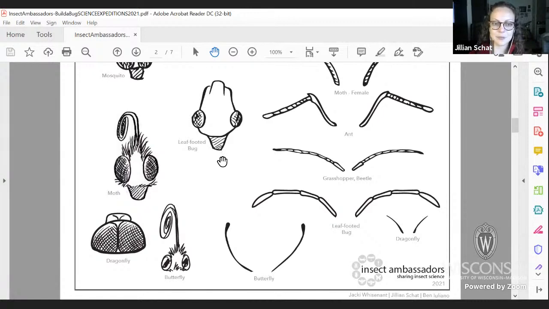This is a leaf-footed bug head. Their mouth parts are actually hidden underneath their body. And that's one of the ways you can tell them apart from other insects, is they have a very long extended mouth part coming from their face down underneath them.